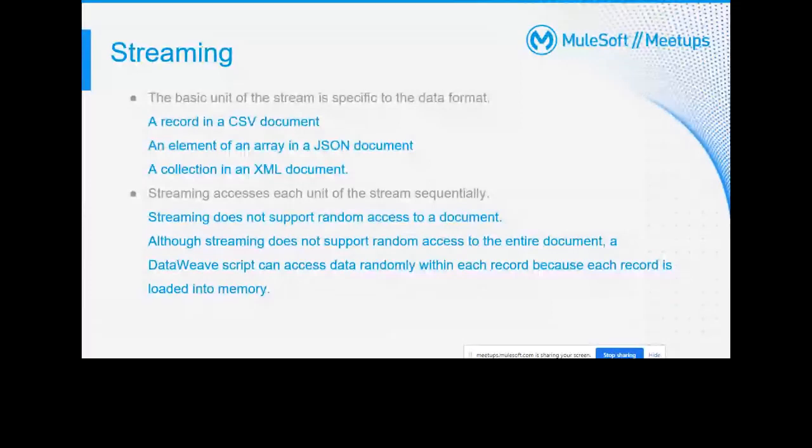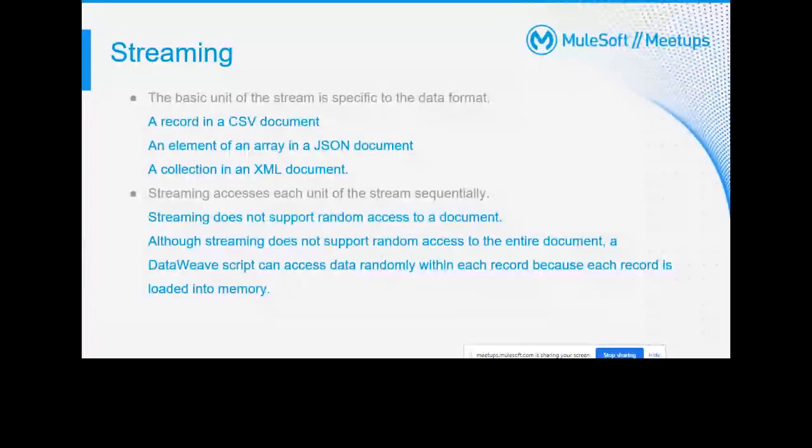Streaming accesses each unit of the stream sequentially. What I have told you earlier, that you can access the stream in a sequential manner only. That is, first record 1, then record 2, record 3, and record 4. Streaming doesn't support random access to a document.